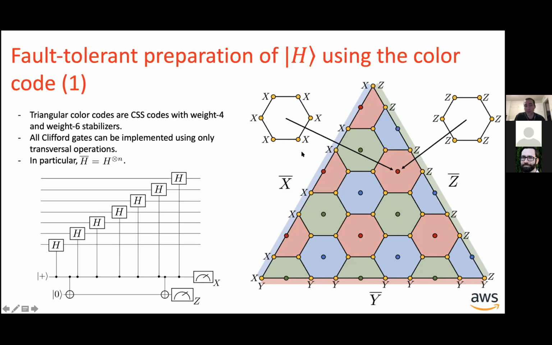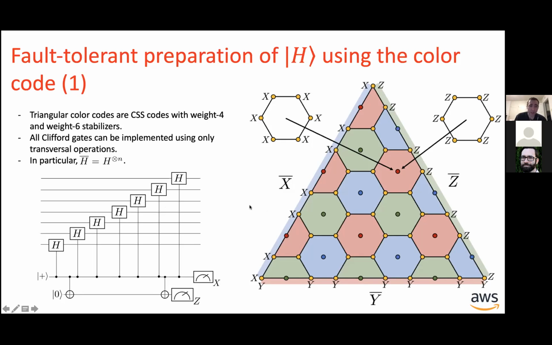But the feature that we're going to take advantage of here is that the Clifford operations are transversal for the color code. So phase and Hadamard, in particular, Hadamard is just a tensor product of Hadamard on every qubit. And in addition to that, color codes have the nice feature that the qubits can be laid out on a 2-dimensional plane and interact via nearest-neighbor interactions. And so that's another thing that we're going to take advantage of.